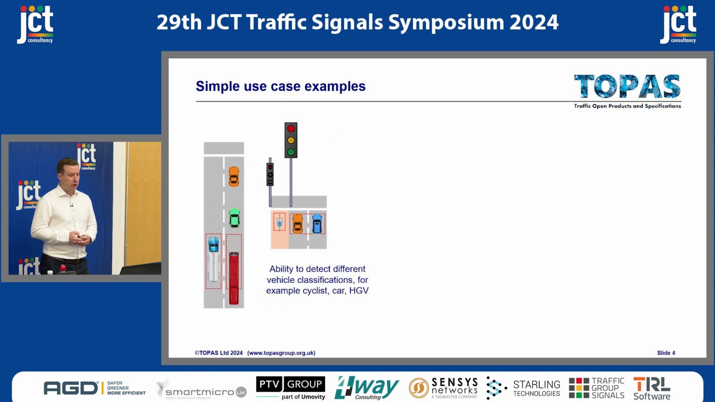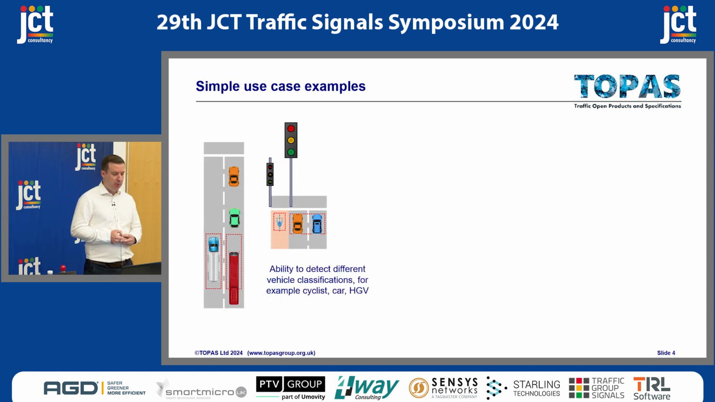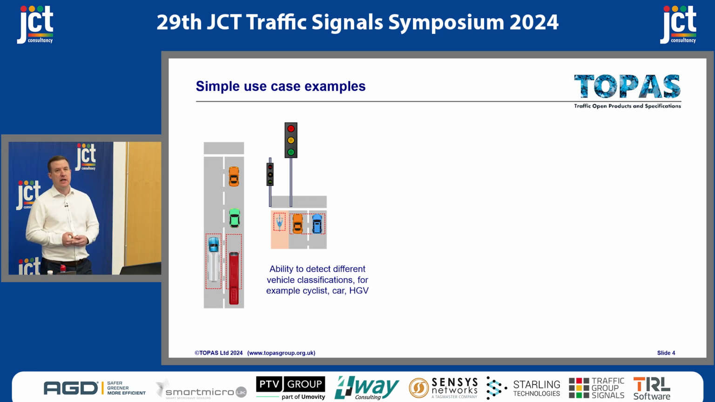And what are people using it for? I've got some quite simple use case examples, but I think it sets out quite well why you would want to use enhanced detection. On the left, we've got two zones specifically looking at detecting larger vehicles, whether that's a bus or an HGV. It could be an HGV on an uphill approach to a set of signals. And that's information that will be useful to have in the traffic signal controller.